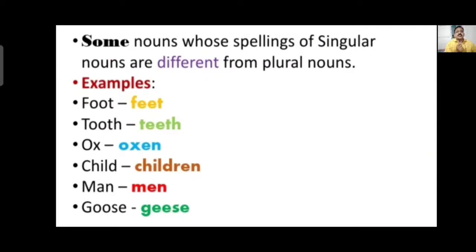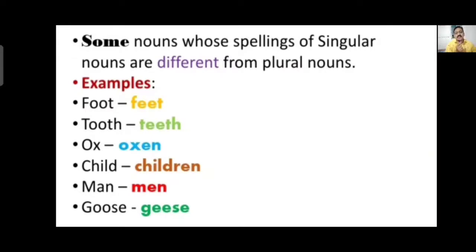Some nouns have a spelling in the singular that is different from the plural. Some nouns have a totally different spelling from singular to plural. Foot, feet. Tooth, one tooth; if more than one, teeth.